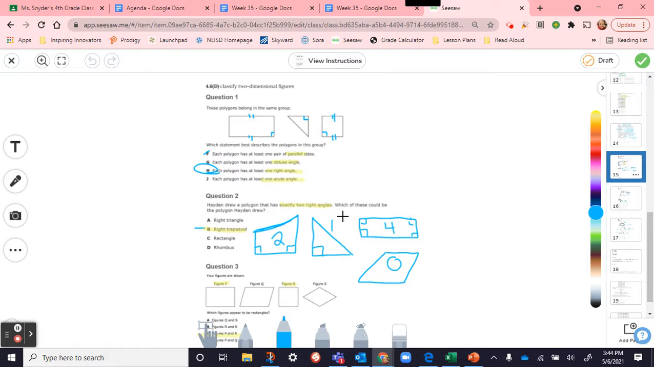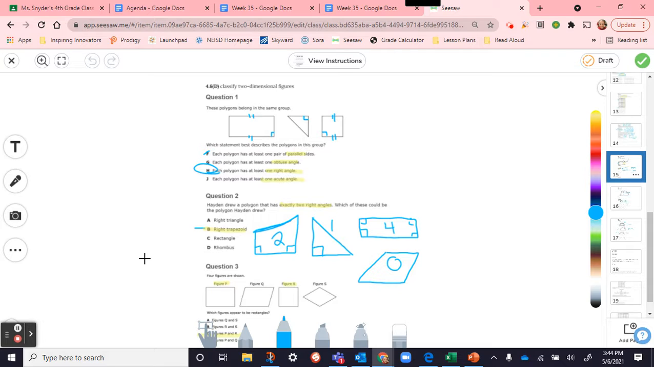Then on this bottom one on page 15, it says which ones appear to be rectangles. We talked about how a square is a rectangle because it meets the criteria: it has those 4 right angles, and the opposite sides are the same. But a rectangle cannot be a square, because to be a square you have to have all of your sides congruent, not just the opposite. So that was P and R for that one.